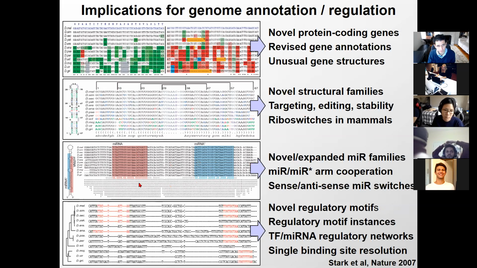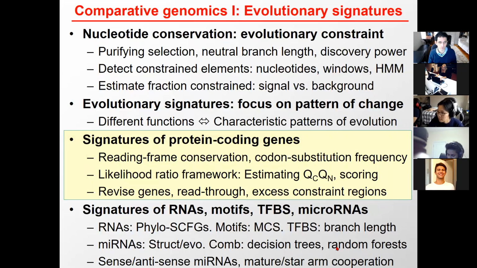Within microRNA evolutionary signatures, we can discover novel microRNA families, expand existing microRNA families, look for specific classes of microRNAs where the two arms are cooperating, or where the sense and the antisense strand are in fact both functional. And we can also, in the space of motifs, discover new regulatory motifs, new regulatory motif instances, or networks of transcription factors in microRNAs, as we discussed in the regulatory motifs and the regulatory genomics lecture. And also we can infer single binding site resolution for many of those.